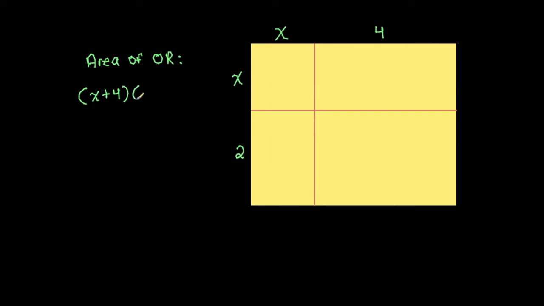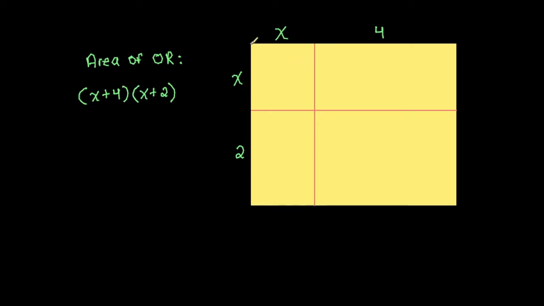So the total length multiplied by total width. Again, this part is x and this part is 2. To get this entire part, all we have to do is add the x and the 2. So the total width is just x plus 2. So that's it. That's the area of the outer rectangle.